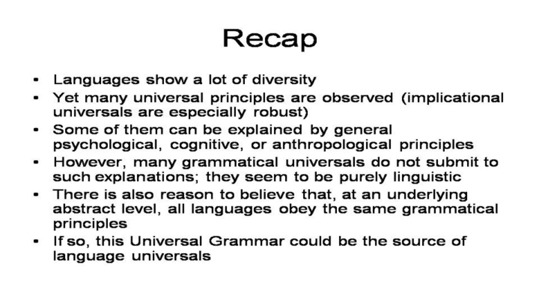Some of these, as I said, can be explained by non-linguistic principles, but many things cannot submit to such explanations, and they seem to be purely linguistic. Right. And then apart from the argument from Chomsky about children learning language, there are also separate reasons to believe that maybe at an underlying abstract level, there's one grammatical system that all children are born with that they just sort of modify in order to learn their specific language. It's kind of a crazy idea, right? But hopefully we'll be able to see a couple of reasons why it might be the case, all right?